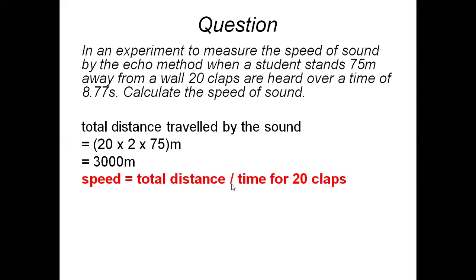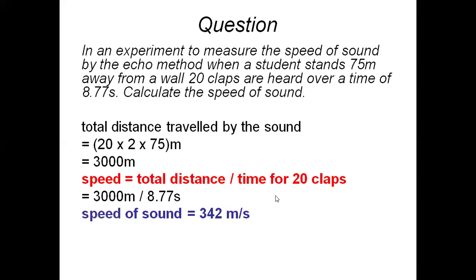Speed is total distance divided by time for 20 claps. So the answer is 342 meter per second.